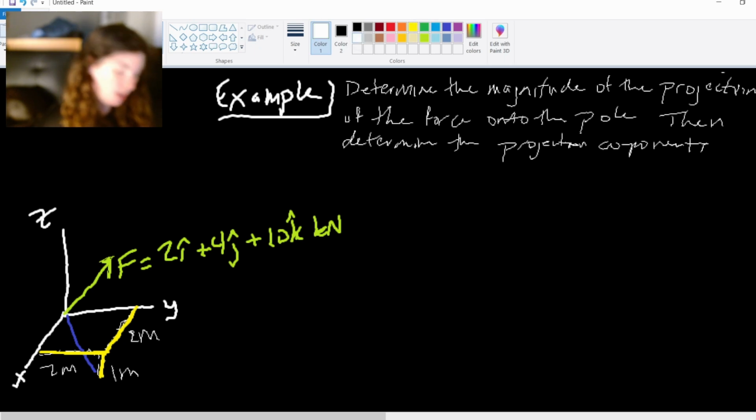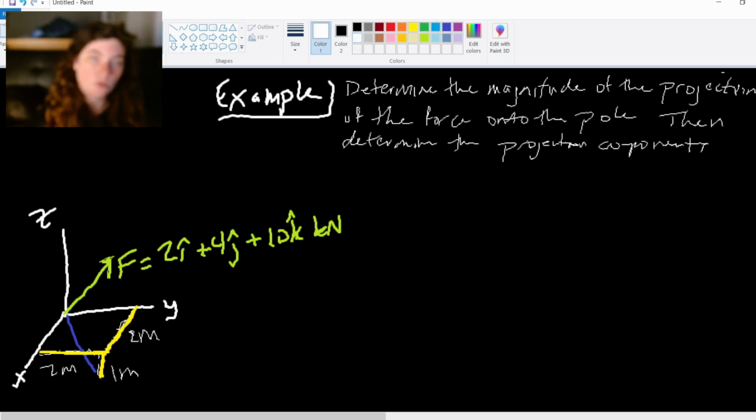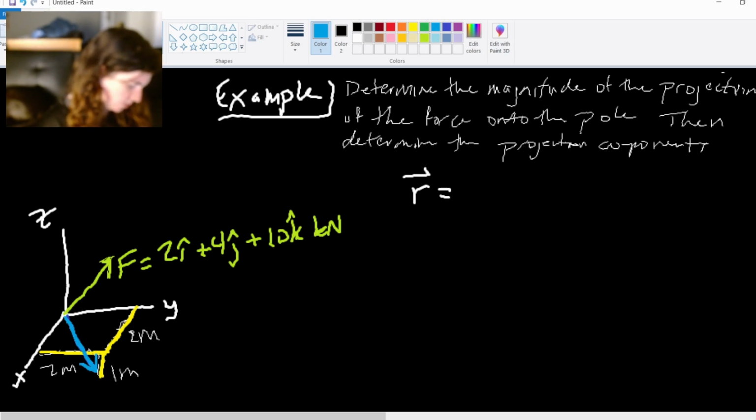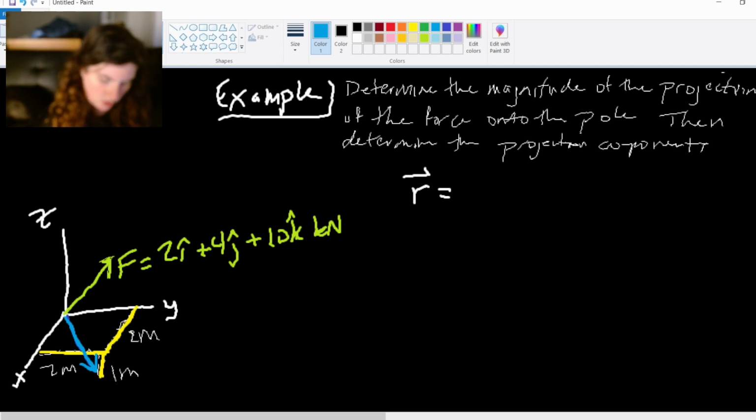So lucky for us, they already gave us the force in Cartesian. Don't need to do anything. We do, however, need to get a vector for this pole. Again, since we don't have a vector for it, we'll need to make one position vector, as we did in the last section. So our position vector, r, is going to be this distance along the pole. This is going to be our r vector from the origin out to the connection to the ground.